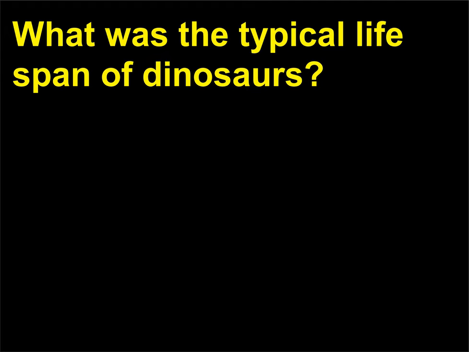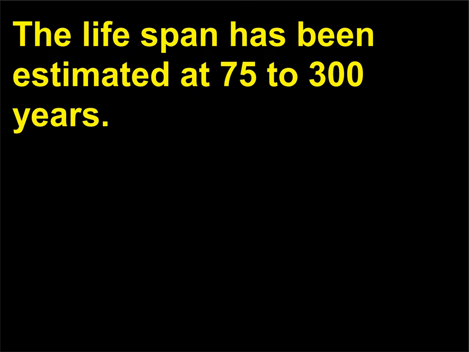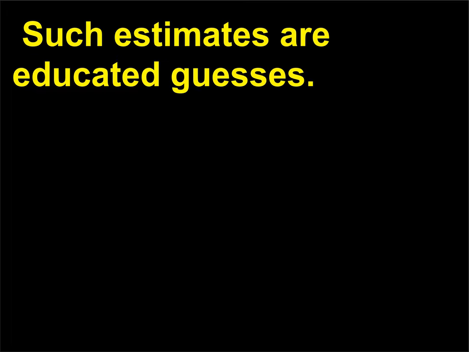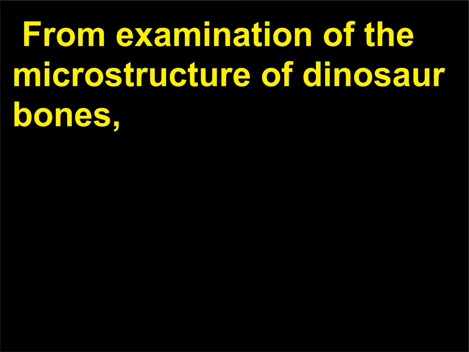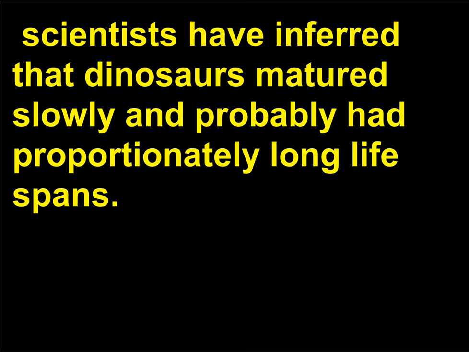What was the typical lifespan of dinosaurs? The lifespan has been estimated at 75 to 300 years. Such estimates are educated guesses. From examination of the microstructure of dinosaur bones, scientists have inferred that dinosaurs matured slowly and probably had proportionately long lifespans.